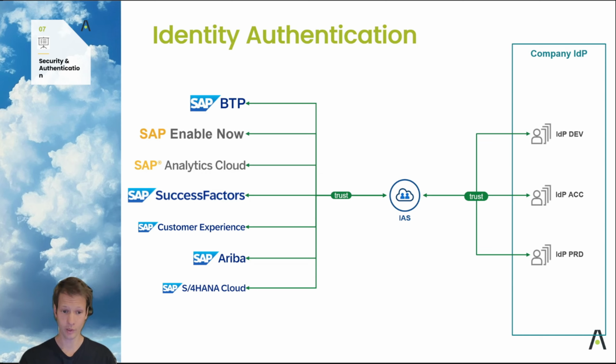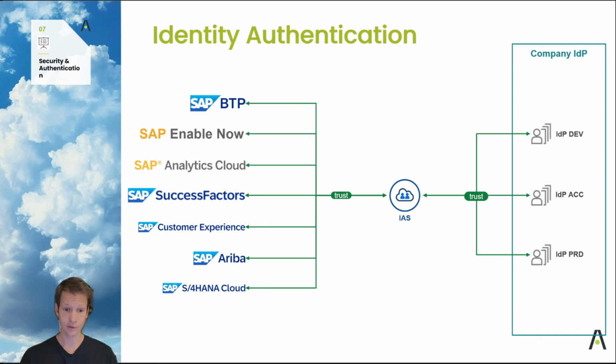Every BTP subaccount will also be seen as a different application in the Cloud Identity Authentication Service, and even some services will be registered as a single application. For example, Workzone or Build Apps. For them, there will also be a separate application. That's a service in a subaccount. So you will have an application in Identity Authentication Service for a subaccount and also one for a service.